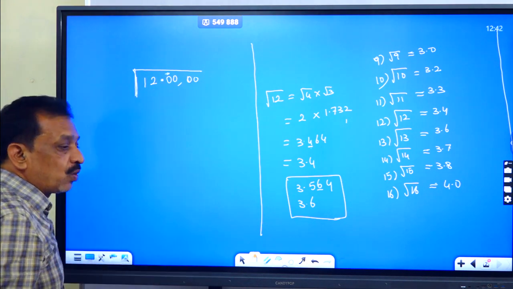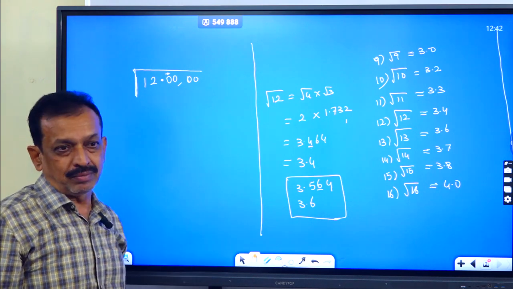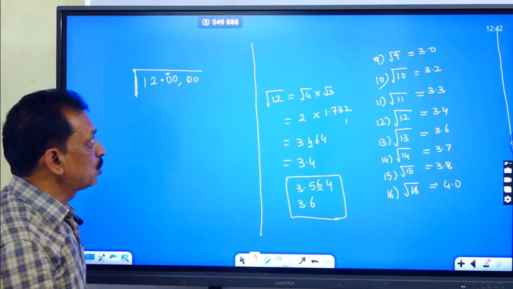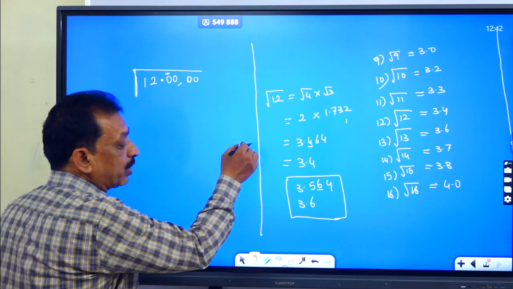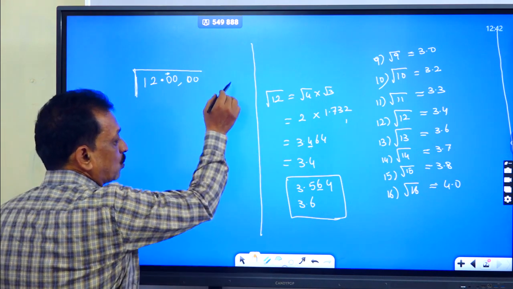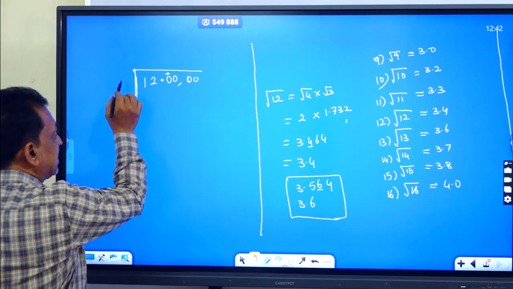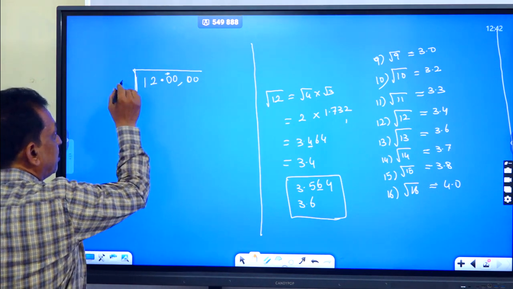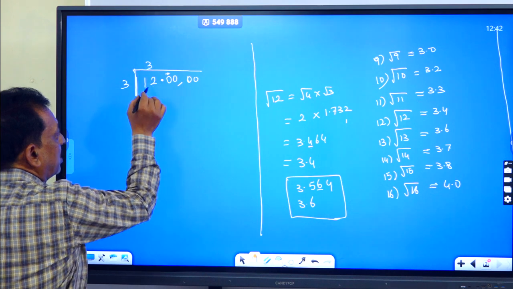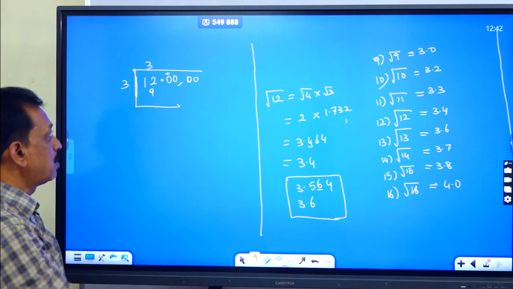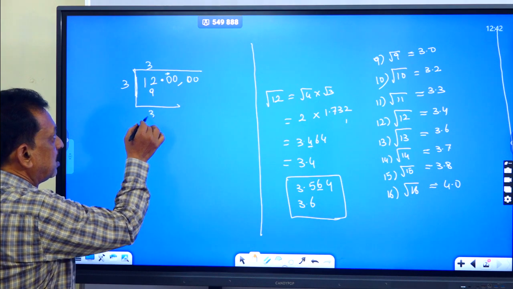Now this 12 will go with which square number? The 12 is going to be which square number? That means you should know 1 square to 10 square. 1 square, 2 square, 3 square, 4 square. 3 square is 9. 4 square is 16. I can say 3 square. 3 3s are 9. Now subtract the number. 12 minus 9 is 3.